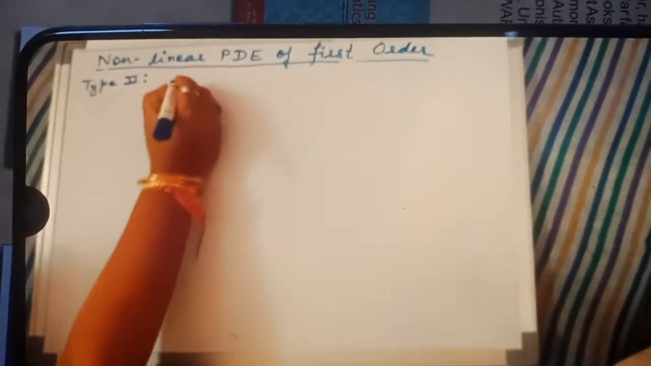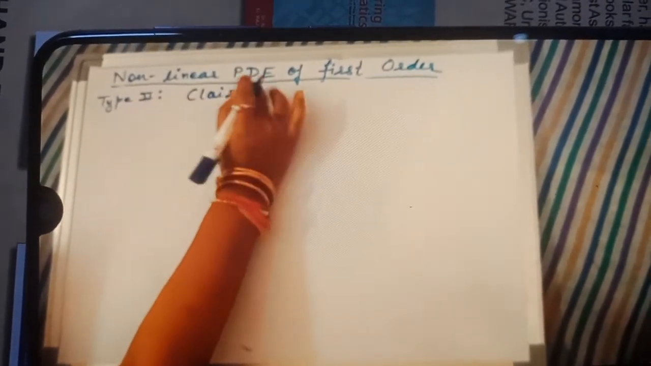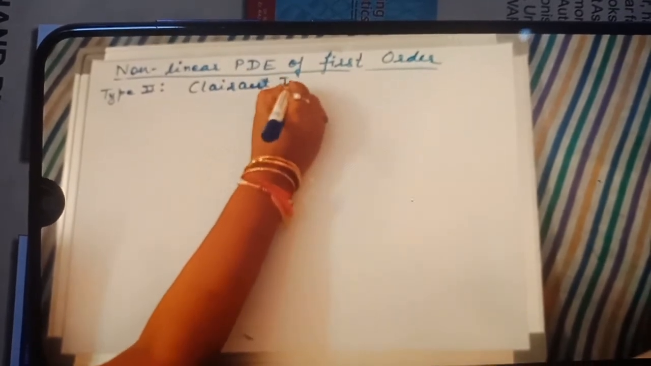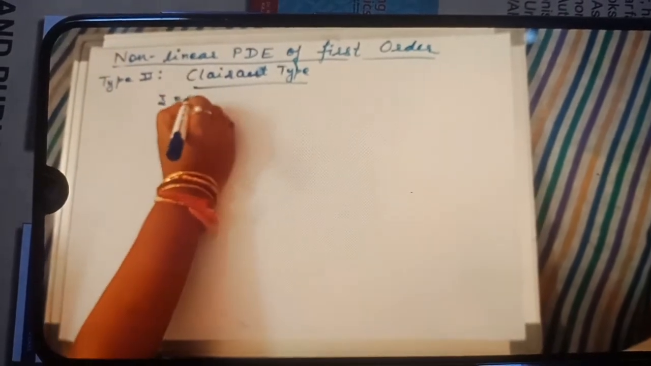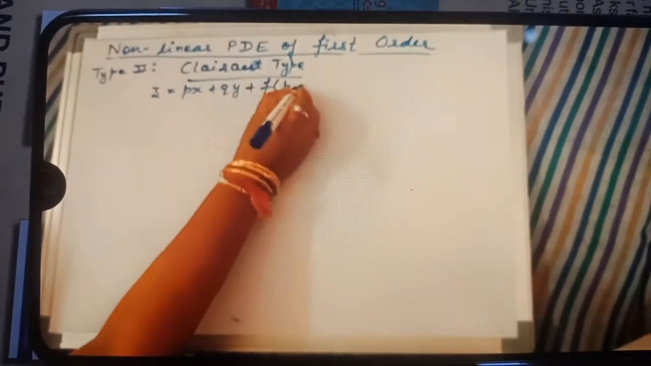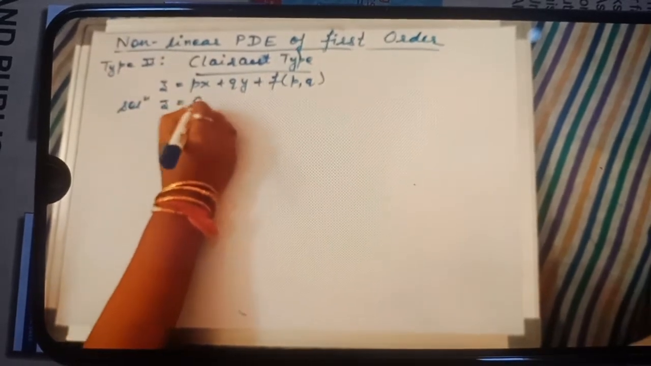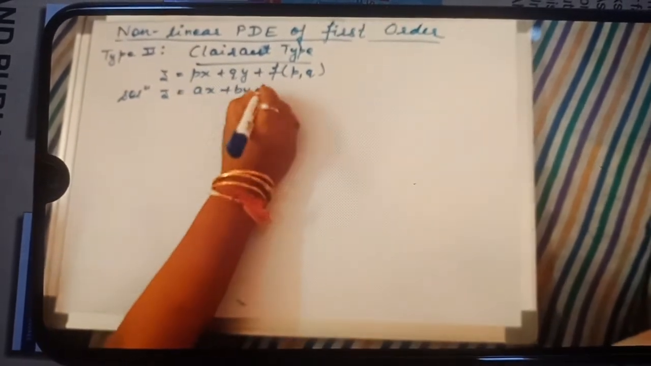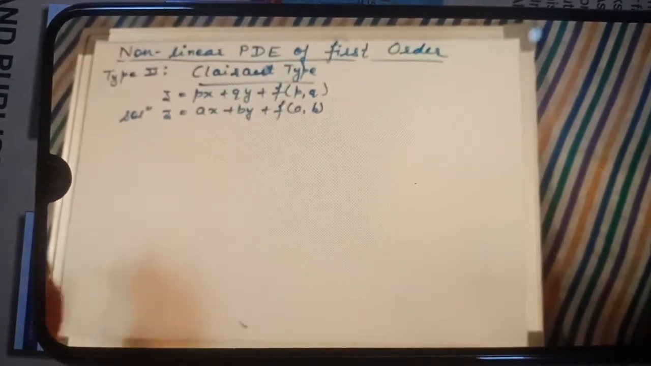Now type 2 is a first order partial differential equation also known as Clairaut's type. ठीक है, Clairaut's type. ठीक है. In this method we have the equation in the form z equals px plus qy plus f of p, q. Then the solution will be in the form z equals ax plus by plus f of a, b. Okay. So let us do a numerical based on this.